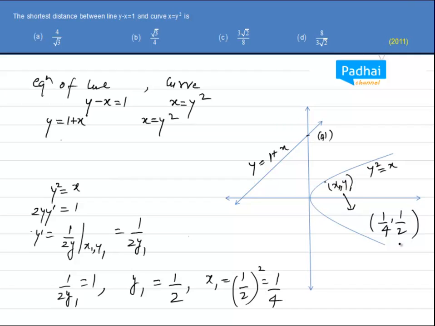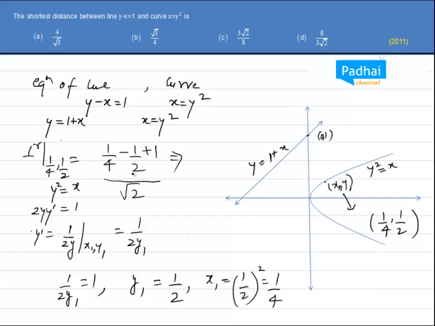Okay, now I have the point, and what remains is the distance between this point and this line. So I just drop a perpendicular from this point to the line and measure its distance. I know the formula of perpendicular distance. The perpendicular distance from (1 by 4, half) to this line will be 1 by 4 minus half plus 1, under root of 2. This line is basically x minus y plus 1, or you can say y minus x minus 1. Anyhow, it will give you the same result.